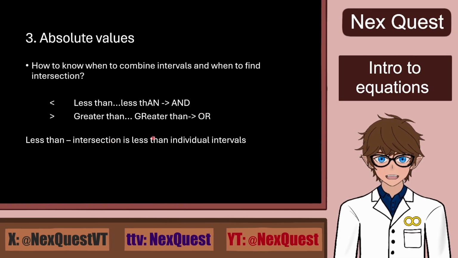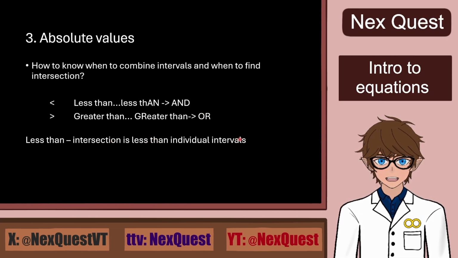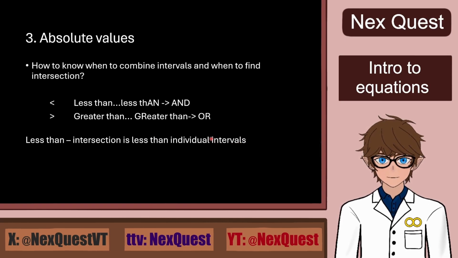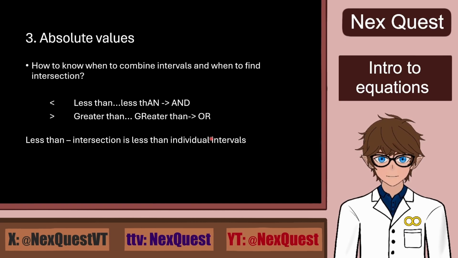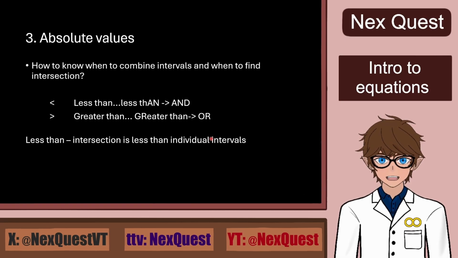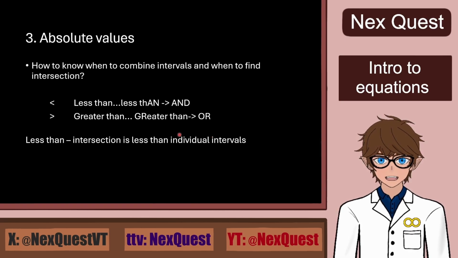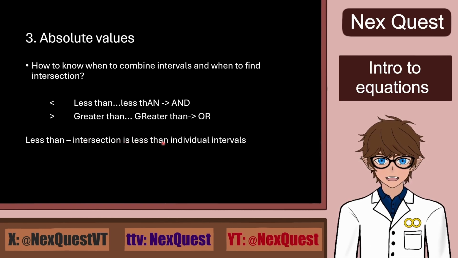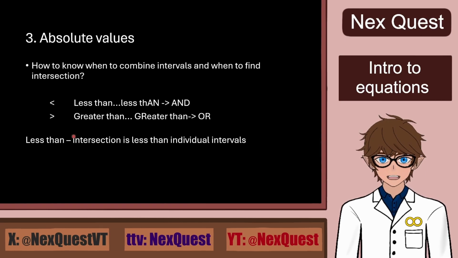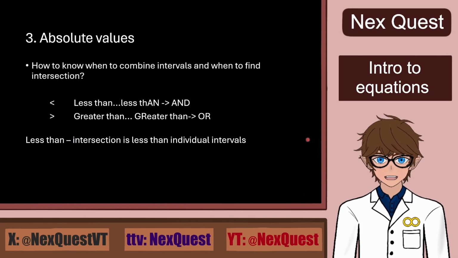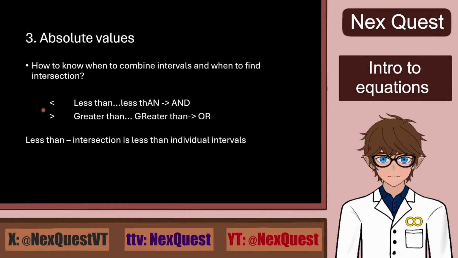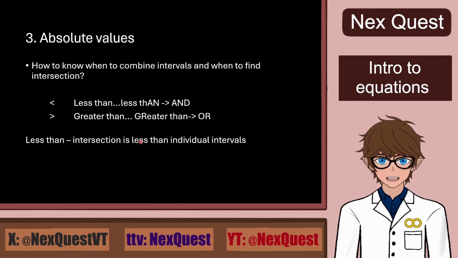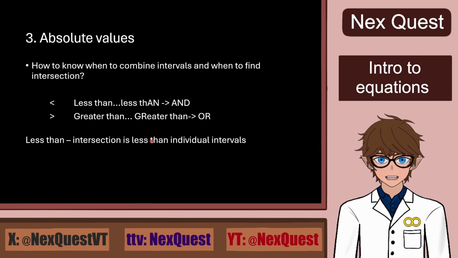Less than is an intersection because less than individual intervals. So you have two intervals from 5 to infinity and from -infinity to 10. Since it's less than, like x is less than some value, we can take the smaller part of the intervals, since between 5 and 10 is much smaller than between -infinity and infinity. So a variable less than a number means that the intersection is going to be the lesser of the two. So the intersection, whatever they have in common.